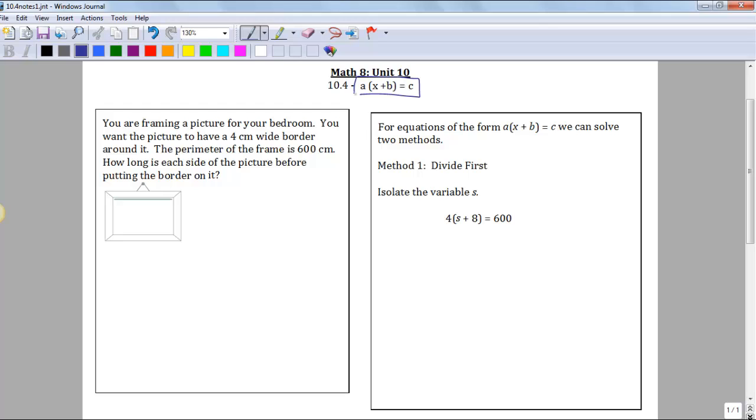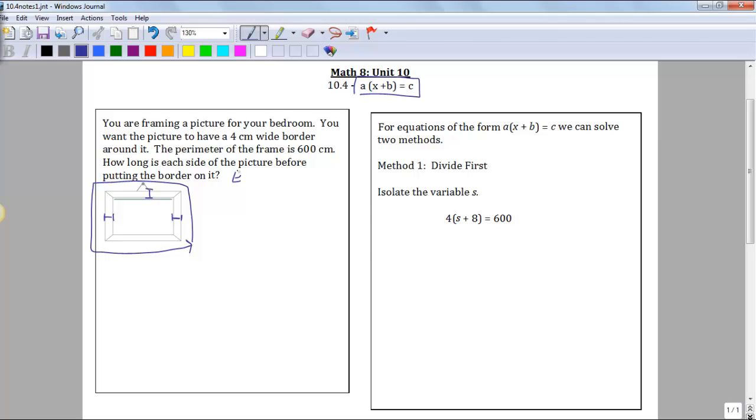It says you're framing a picture. You want the picture to have a 4 centimeter wide border, which means if this were the frame, it would be 4 centimeters wide all the way around. Now, the perimeter of the frame is 600 centimeters. Remember, perimeter is the distance around something. You want to know how long each side of the picture is before putting the border on it.